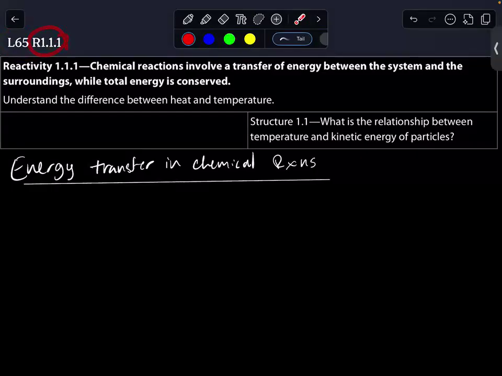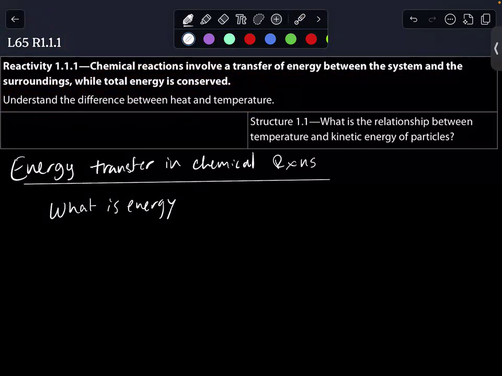We're starting on reactivity 1.1.1. Chemical reactions involve a transfer of energy between the system and the surroundings, while total energy is conserved. By the end of this, we'll understand the difference between heat and temperature, as well as talk about quite a few other things in terms of chemical reactions and energy change. So, the first thing we have to do is, well, we've talked about energy, but what is it?